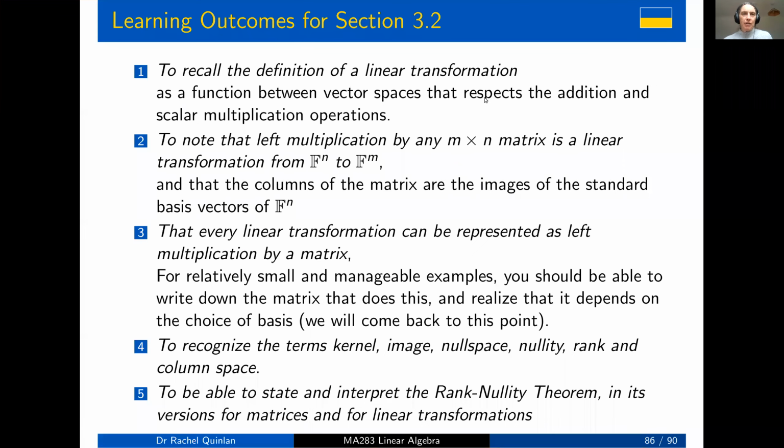Okay, so that's what we have right now for section 3.2. And so the key ingredients of this lecture that you might take away from it. First thing to recall, the definition of a linear transformation. It's a function that respects addition and scalar multiplication. To be aware that any matrix defines a linear transformation by left multiplication. An m by n matrix defines a linear transformation from Fn to Fm, where the entries of the matrix are in the field F.